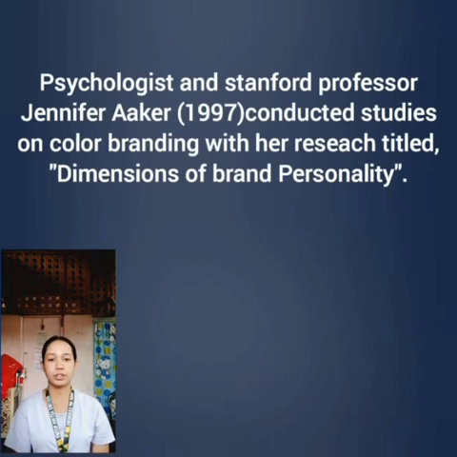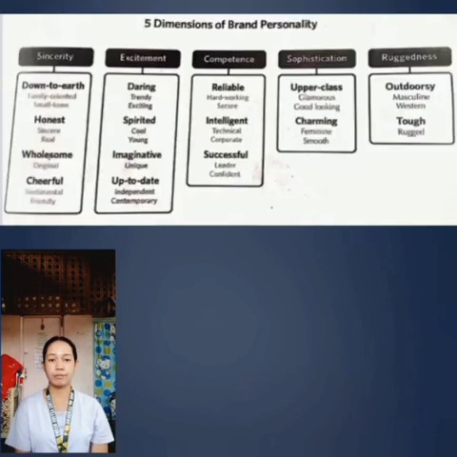The next is psychologist and Stanford professor Jennifer Aaker, who in 1997 conducted studies on color branding with her research titled Dimensions of Brand Personality. There are five dimensions of brand personality. The first one is sincerity. This dimension includes brands that are seen as down to earth, honest, trustful, and cheerful. Sincere brands also often apply clear consumer policies to avoid ambiguities. They establish good customer relationships and support employees and the social and natural environment.